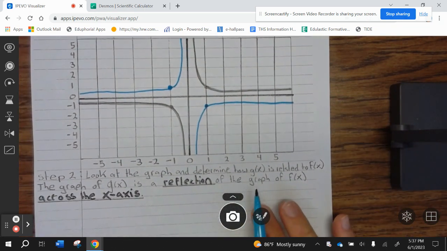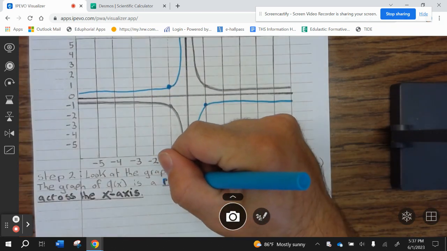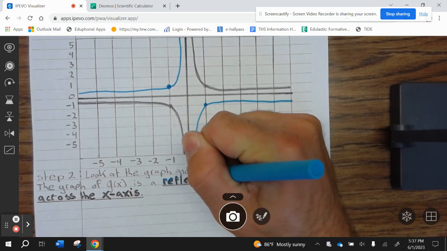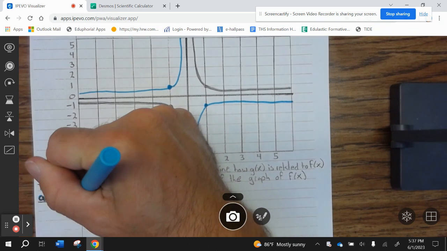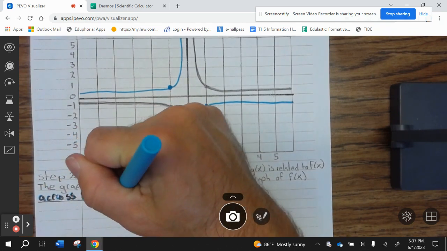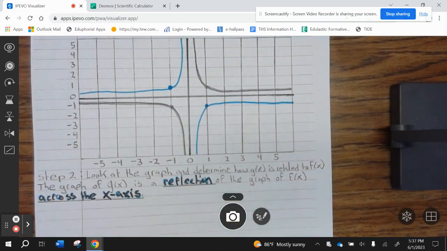All right. So it reflects across the x-axis. All right, go ahead and finish up example 5.